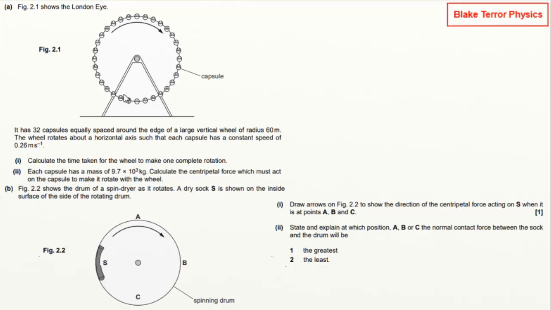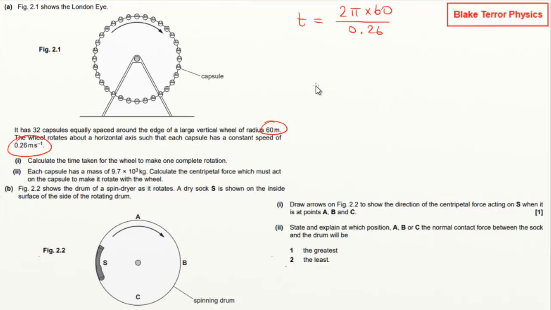Right, now we're stepping onto the London Eye here. We've got 32 capsules equally spaced around the edge of a large vertical wheel, radius 60 meters. The wheel rotates about a horizontal axis such that each capsule has a constant speed of 0.26 meters per second. Calculate the time taken for the wheel to make one complete rotation. Okay, so velocity, distance over time. What we're trying to get is the time, so we want distance over velocity. So the time is going to be the distance, which is 2 pi r, 2 pi times 60, divided by the velocity, which is 0.26.